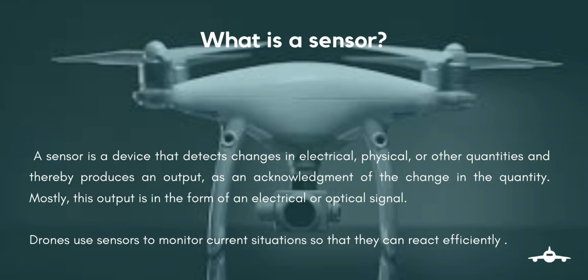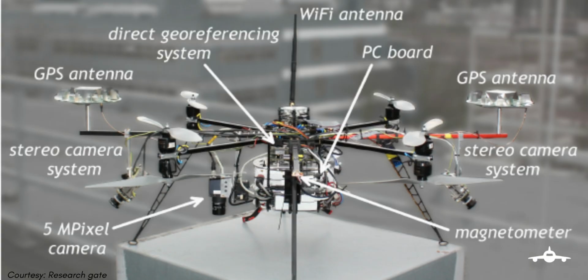As the name suggests, a sensor is a device that detects changes in electrical, physical, or other quantities and thereby produces an output as an acknowledgement of the change in the quantity. Mostly, this output is in the form of an electrical or optical signal. Drones use sensors to monitor current situations so that they can react efficiently, such as taking high quality visuals, enabling the delivery of the right supplements to the right location.